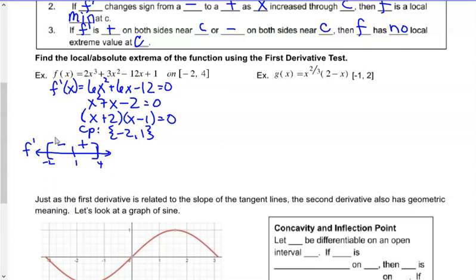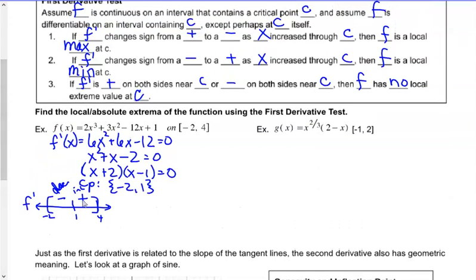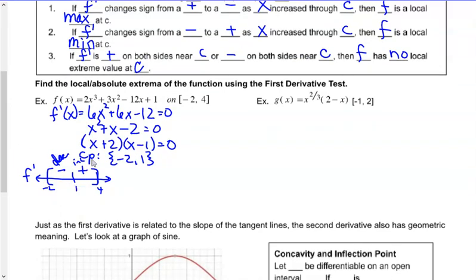So what do I know about my function here? Whoops, I don't want to say increasing, I want to say decreasing because it's negative. And I'm increasing here from 1 to 4. Now, what does that constitute from our first derivative test? Our first derivative test says that if it goes from negative to positive, then f has a local min. We are decreasing and then increasing. I have a minimum at this point. So we know we have a local min at 1, but what is the absolute max and what is the absolute min?